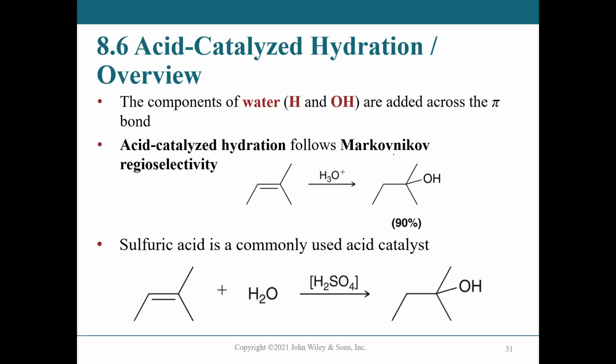It says the components of water, H and OH, are added across the pi bond. Acid catalysis follows the Markovnikov regioselectivity. So that means if we had this right here, this would be positive, and we're going to be adding this right here. It's following the Markovnikov regioselectivity. It says sulfuric acid is commonly used as an acid catalyst. What that means is it can donate the protons and we form H3O plus. That's how we got the H3O plus to begin with.